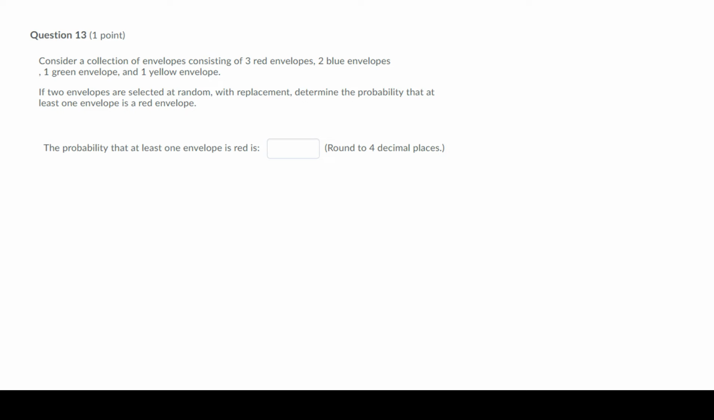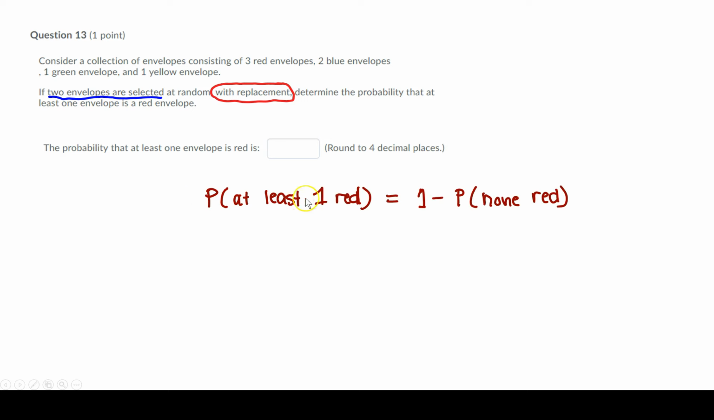It's not very long, but it's a little bit more involved than the option I'm going to show, because we have 2 envelopes selected at random with replacement. That's important. With replacement means that if we pick a red envelope, we put it back, and there's still going to be 3 red envelopes when I make my next pick. That's important as I go along with this. But the other thing I'm going to do here to make my calculation a little shorter is realize that the probability of at least 1 red is the exact opposite of the probability that none were red.